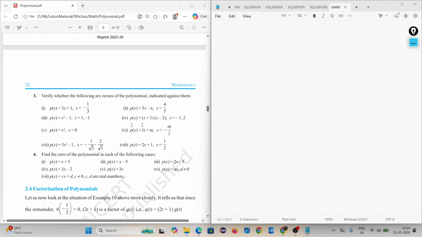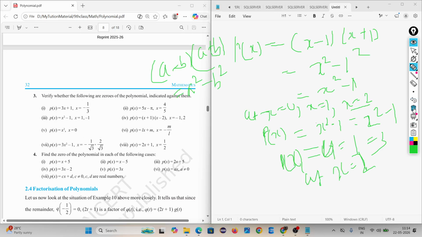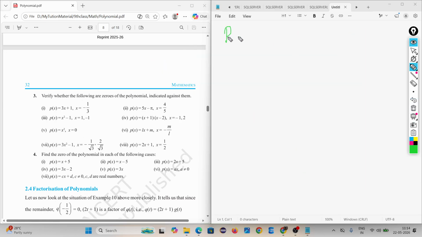Then come to the next concept. Verify whether the following are zero of the polynomial indicated against them. That means you have to verify. Two types of question, no? Either the question will give you zero and you have to verify, otherwise you have to find zero. But here, you have to verify. Verify means, you know, zero means polynomial of x should be equal to zero.